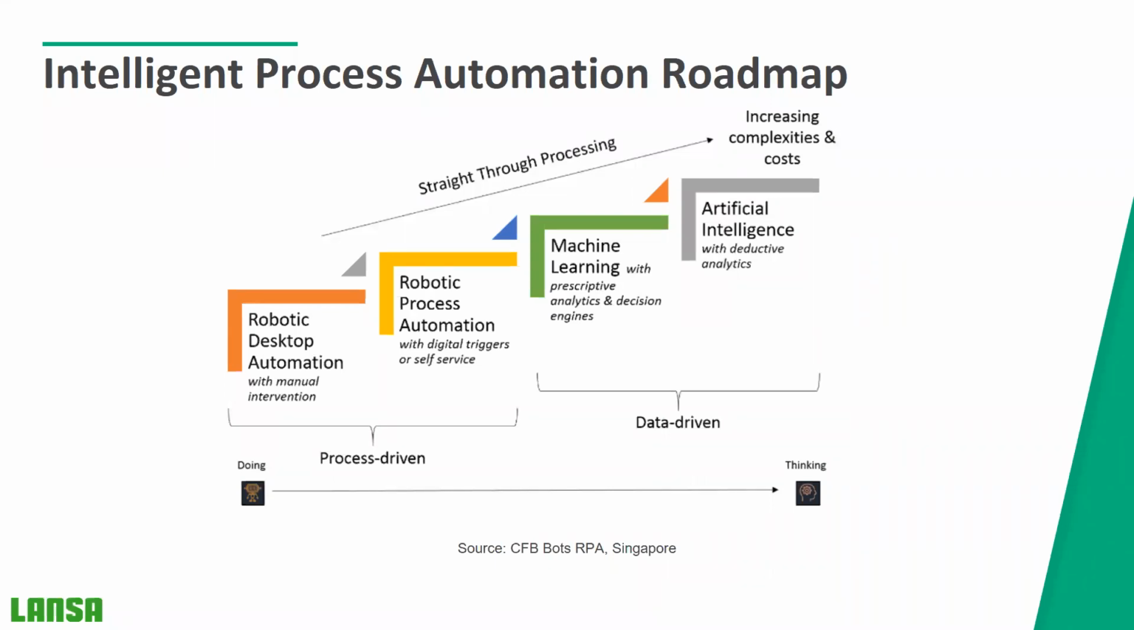For any higher order or lower order automation, data needs to be optimized and standardized. Once you do this, robots can take it from there. So what you see on that diagram is the evolution from process-driven, where we can start with robotic desktop automation, moving on to robotic process automation.